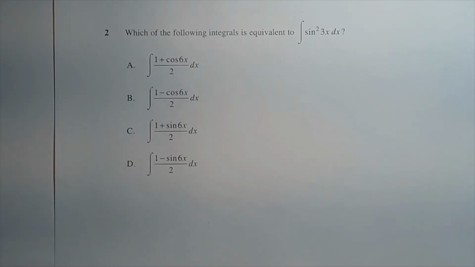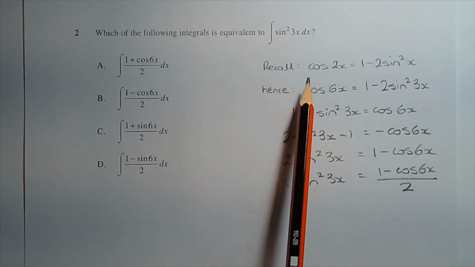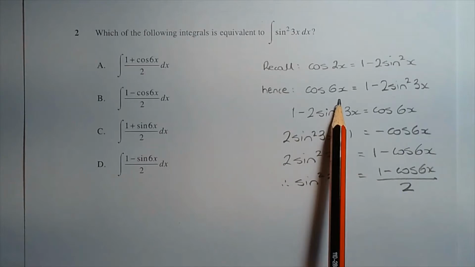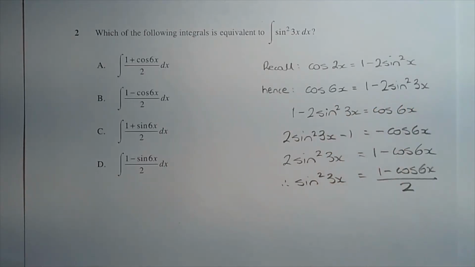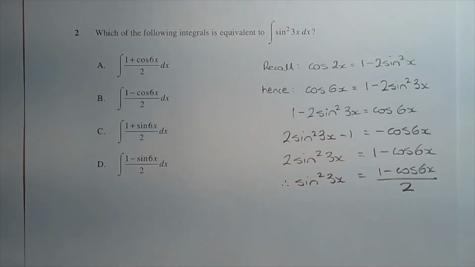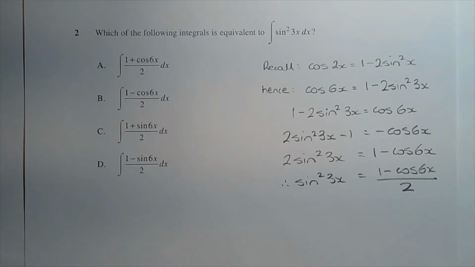Question 2. Which of the following integrals is equivalent to the integral of sin squared 3x dx? Recall that cos 2x is equal to 1 minus 2 sin squared x. Hence, cos 6x is equal to 1 minus 2 sin squared 3x. Switching both sides of the equation around, we have 1 minus 2 sin squared 3x is equal to cos 6x. Multiplying both sides by -1, we have 2 sin squared 3x minus 1 is equal to negative cos 6x.